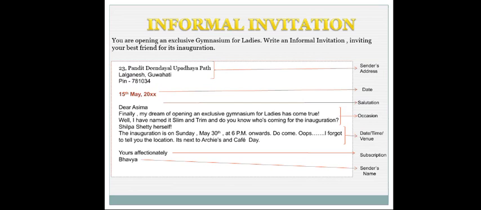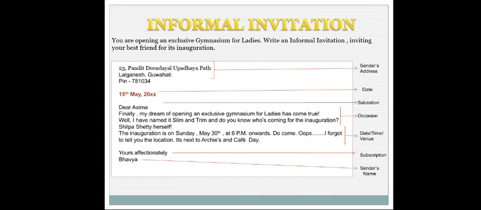So you must remember what the first paragraph of the letter will be. It will tell about the occasion. What is the occasion about? This lady, whoever is sending the letter, has opened a gymnasium, and she is calling her friend to attend the inauguration of the gymnasium, and she is even talking about the chief guest who is coming. Okay, the next paragraph: she is mentioning the day, date, time and venue.